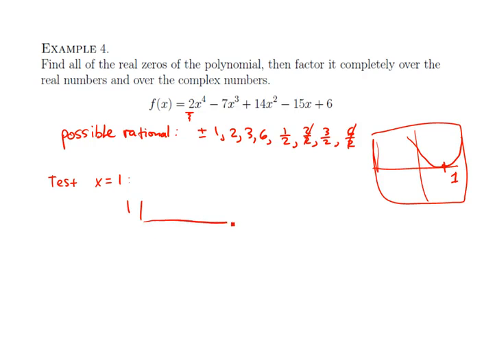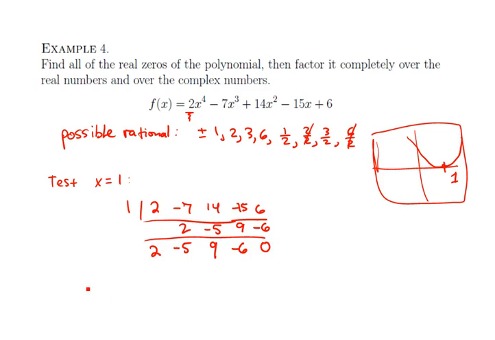So using the graph from our calculator to narrow down our list, we'll do a synthetic division trying first x equals 1 to confirm whether that's true or not. And so we bring down the 2 and we multiply to get 2. We add to get minus 5 and multiply to get minus 5. We add to get 9, multiply, we get 9 again. And we get minus 6, multiply for minus 6. We add and get a remainder of 0.